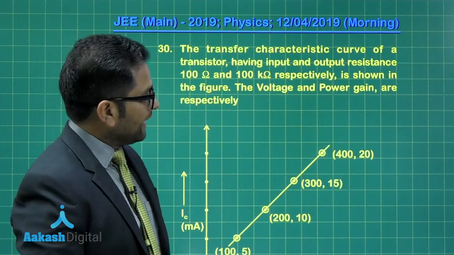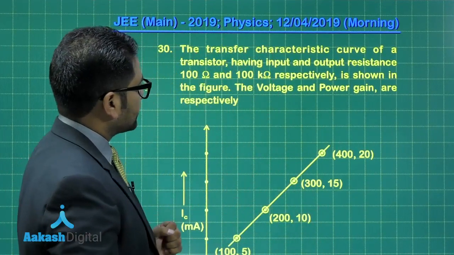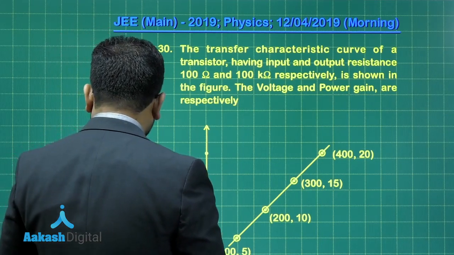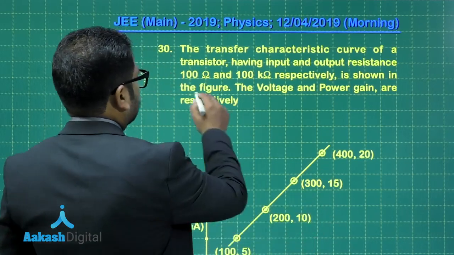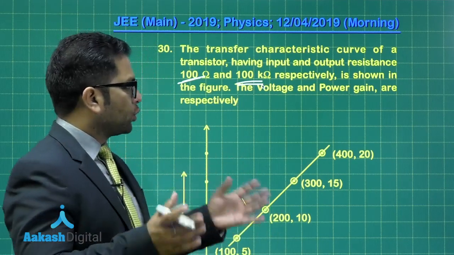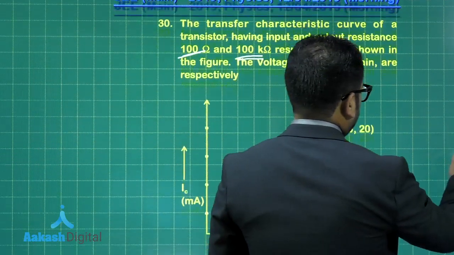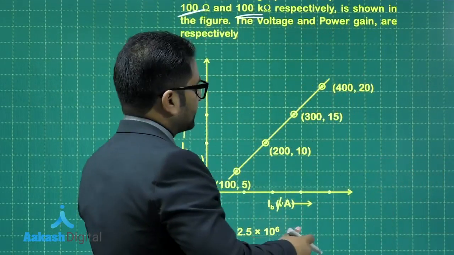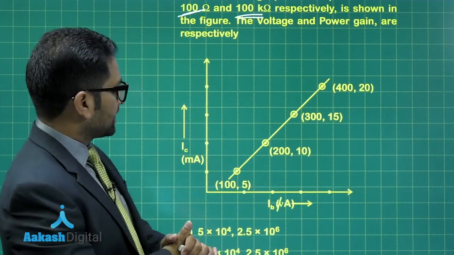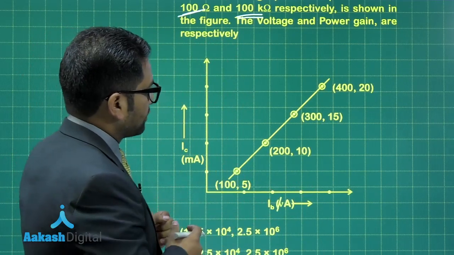Well, the closing one, and it is related to semiconductor, and the characteristic curve of a transistor has been given. Apart from that, the input and output resistance also has been given, respectively as 100 ohm and 100 kilo ohm. We need to calculate the voltage and the power gain from this given data. You see, the base current is given in microampere, and the collector current is given in milliampere. And on the basis of this, let's try to calculate.